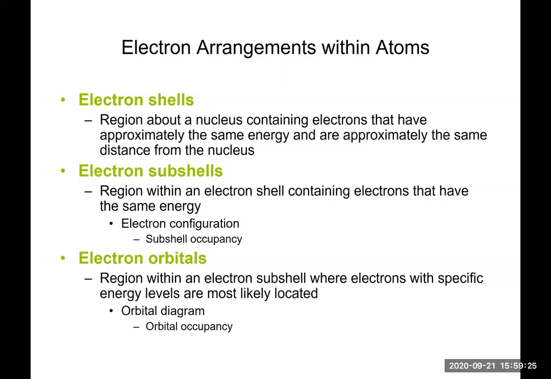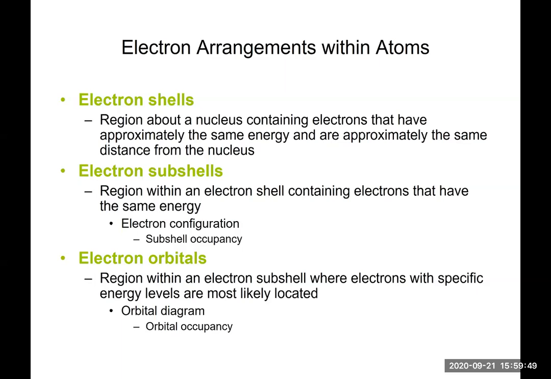Electron arrangements within atoms are placed into shells and then subshells and then orbitals. Now, you already know about the shells because we talked about them. Every element in a row or period has the same shell number. That is the same outer shell number where the valence electrons reside. We haven't talked about subshells or orbitals yet.